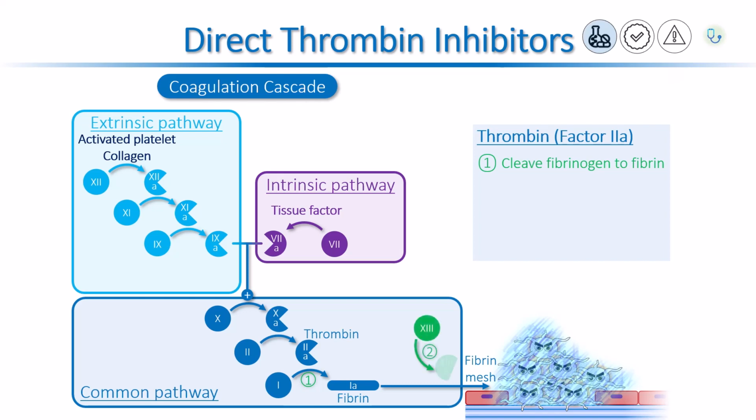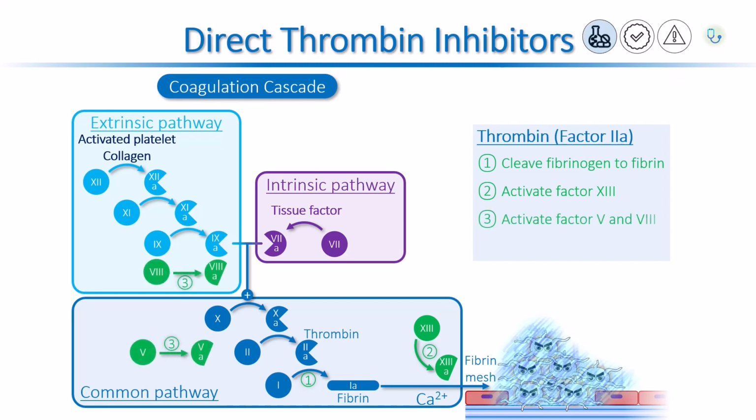Second, thrombin proteolytically cleaves stabilizing factor, or factor 13, into factor 13A. Factor 13A combines with a calcium ion cofactor to form cross links between the fibrin chains, further reinforcing the fibrin mesh. Third, thrombin activates two cofactors.